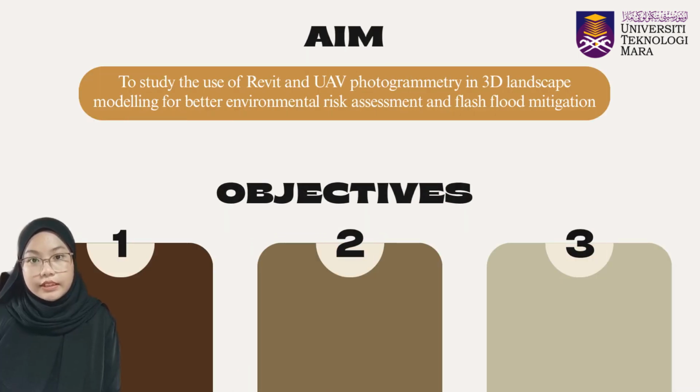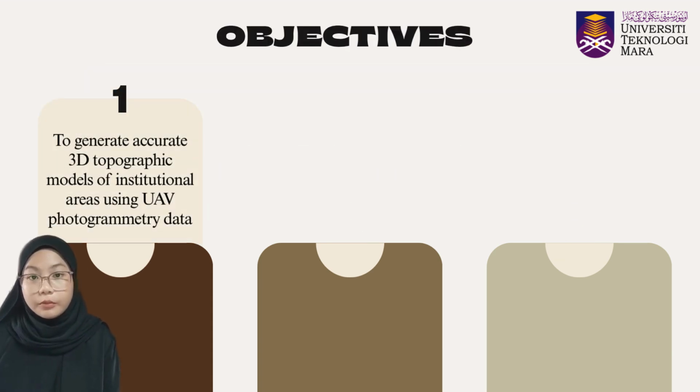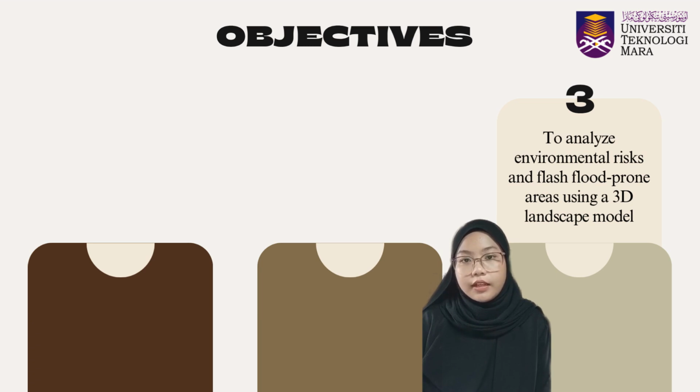The aim of this research is to study the use of Revit and UAV photogrammetry in 3D landscape modeling for better environmental risk assessment and flash flood mitigation. There are three objectives for this research. First, to generate accurate topographic models of institutional areas using UAV photogrammetry data. Second, to design a detailed 3D landscape model in Revit using UAV photogrammetry data. And thirdly, to analyze environmental risk and flash flood prone areas using a 3D landscape model.